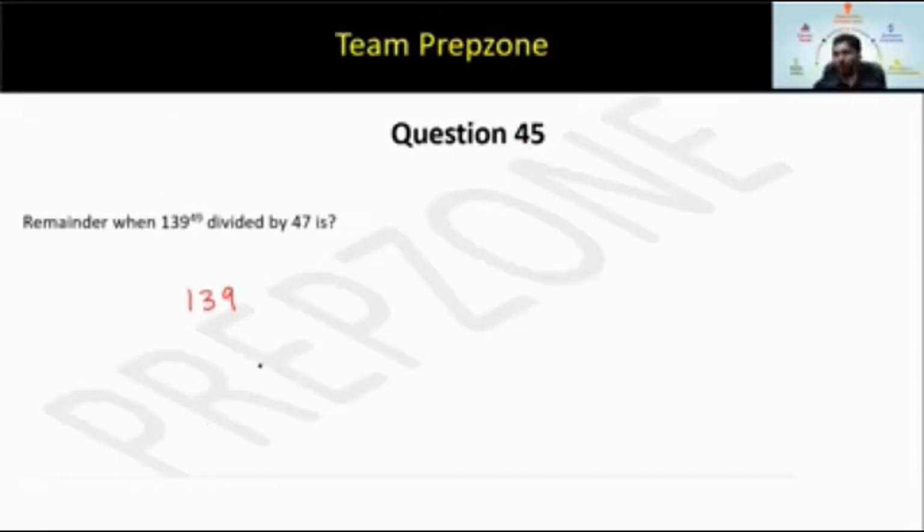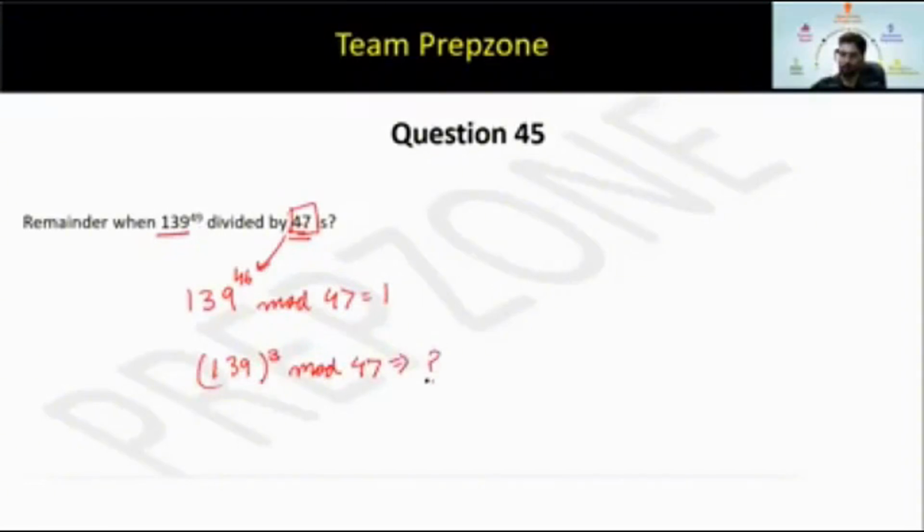Ishan says 45. So I'm having a hell of a lot of answers now. What's the big deal? See, first step: are 139 and 47 co-prime, or relatively prime? Yes, they are relatively prime, because 47 is a prime number. If these two are co-prime, I can write 139 to the power 46, because this is Euler of 47, mod 47 equal to 1. What is remaining? 139 to the power 3 mod 47 is remaining, right?